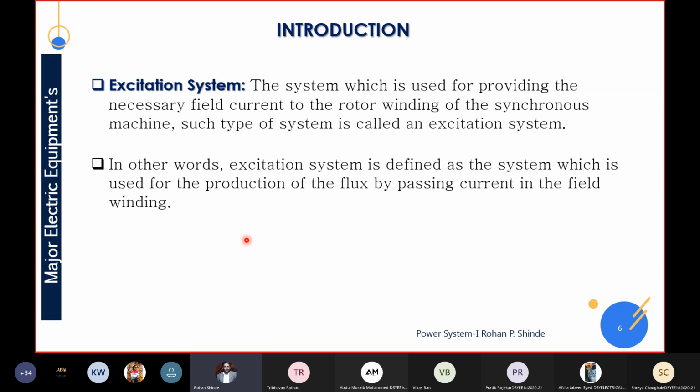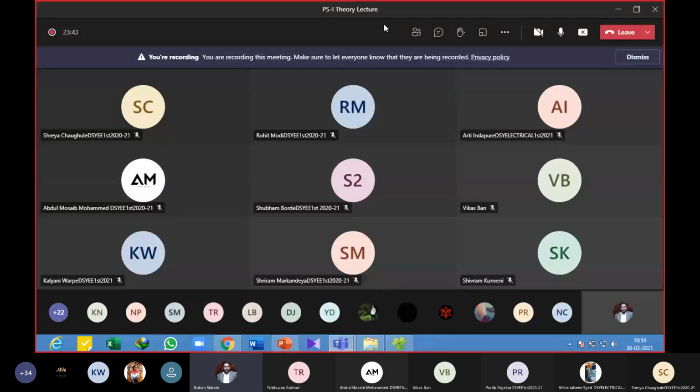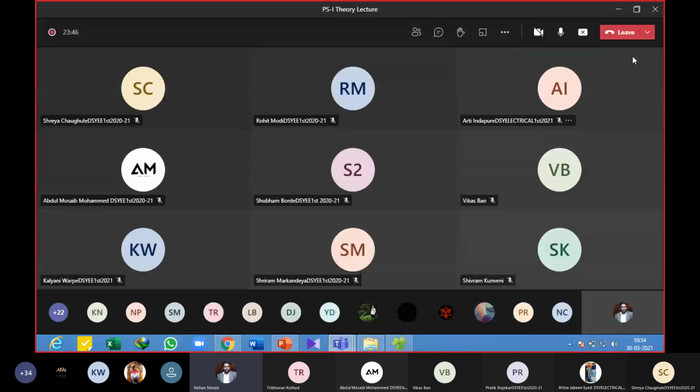Okay, we know that generating principle. What is generating principle? Can anybody tell me what is the generating principle? Can anybody tell me the generator principle of DC generator?